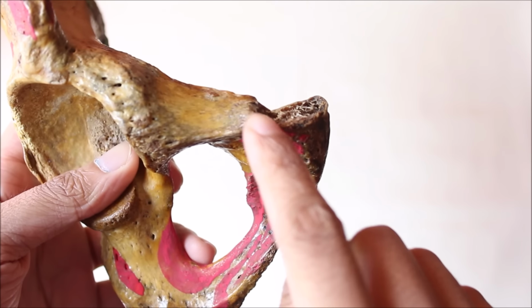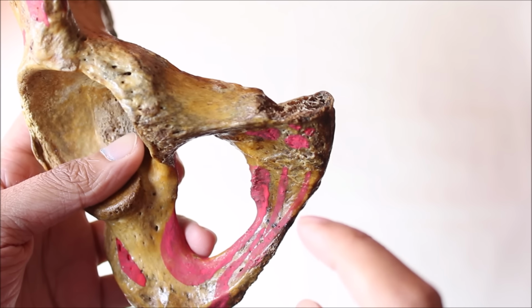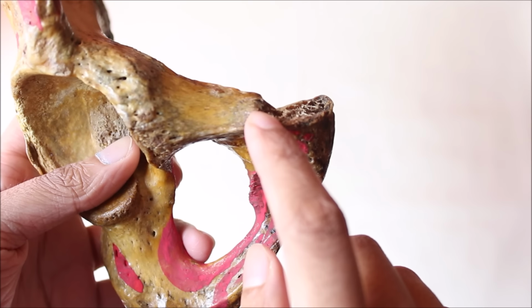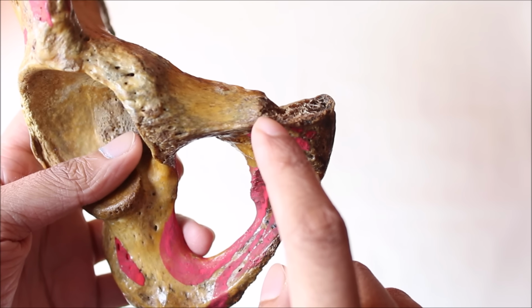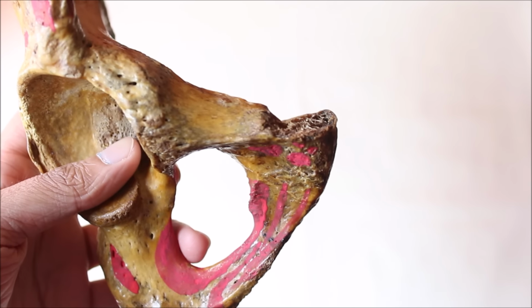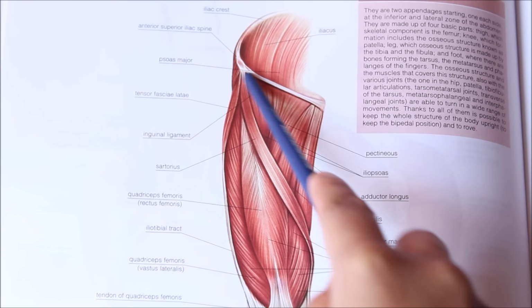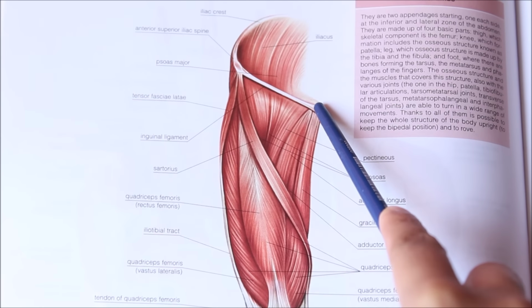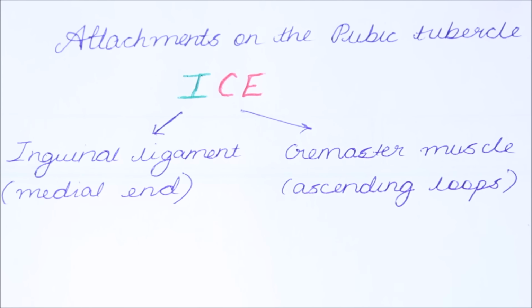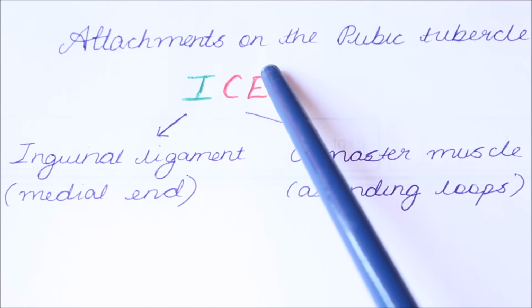The pubic tubercle gives attachment to the medial end of the inguinal ligament and the ascending loops of the cremaster muscle. The tubercle is crossed by the spermatic cord in males. This is the inguinal ligament and this is its medial end. Now an easy way to remember the attachments on the pubic tubercle is by the use of the mnemonic ICE.